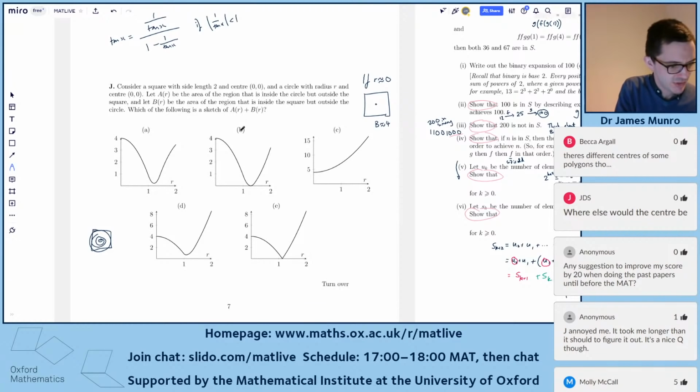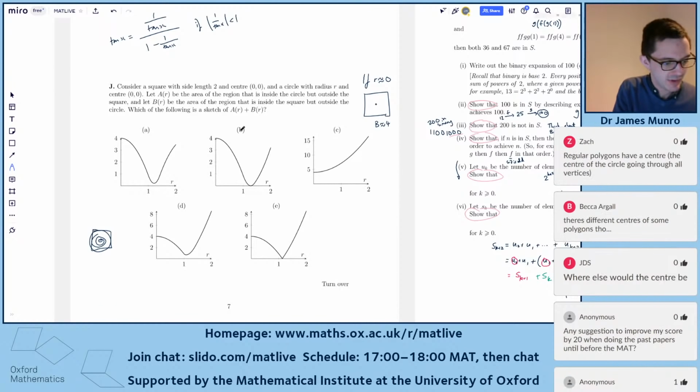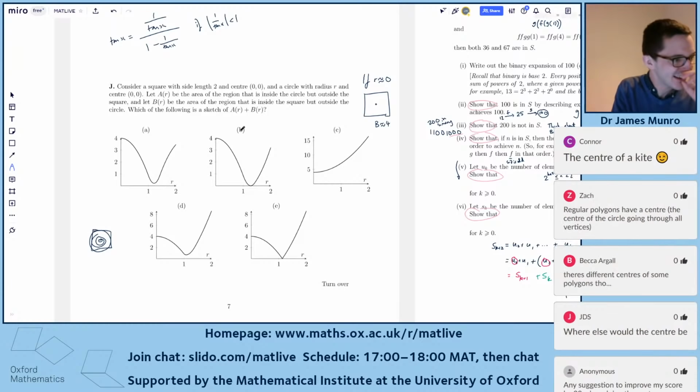Okay. Suggestions from other people. Oh yeah, okay, so regular polygons I can have centres for. Okay, good stuff, chat. Yeah, obviously I'm not going to comment on the centre of a kite.